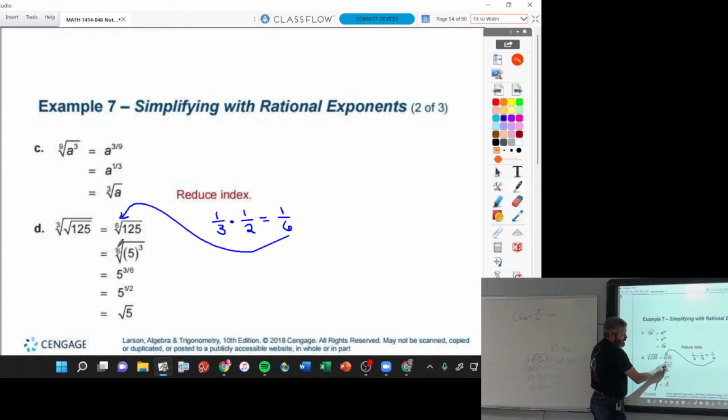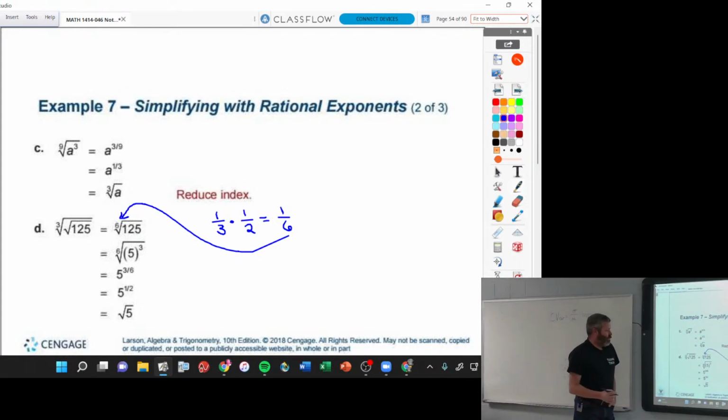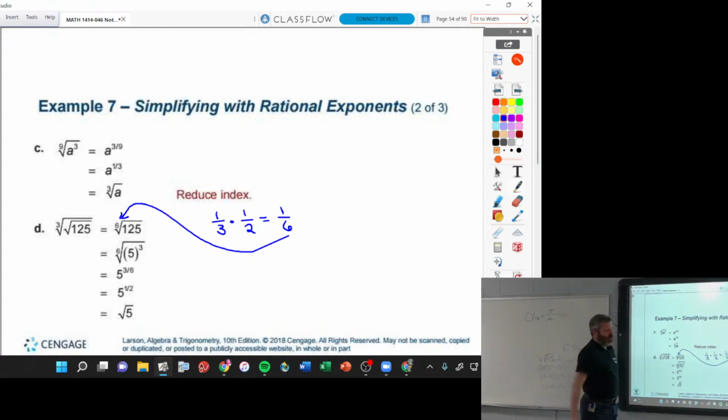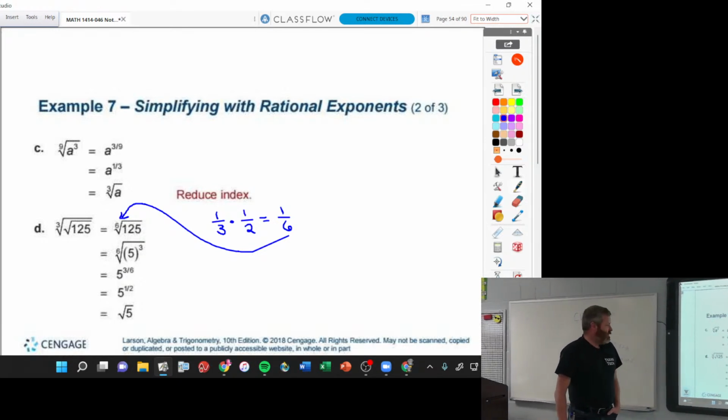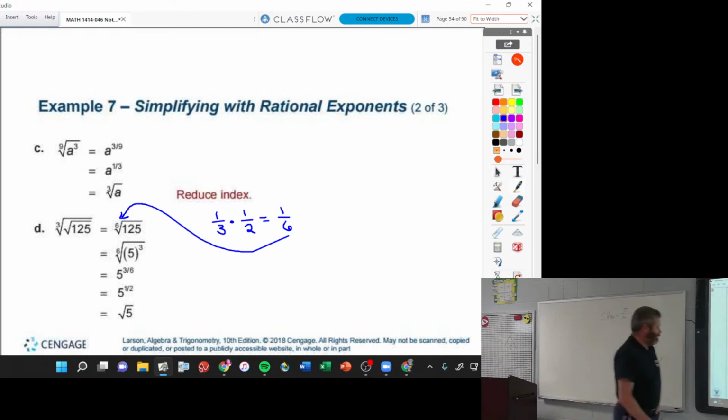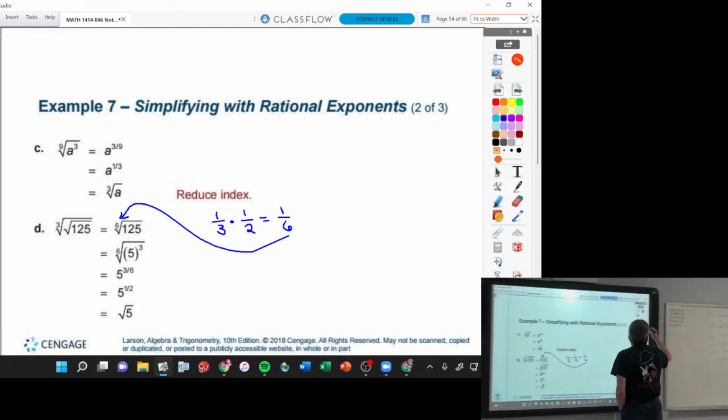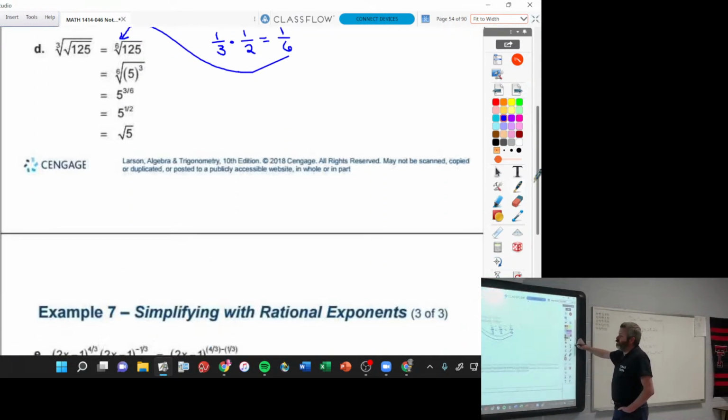So I now have an index of 6 and a power of 3, which gives me 5 to the 3 over 6 power. 3 over 6 reduces to 1/2. Well, 1/2 would simply be the square root of 5.